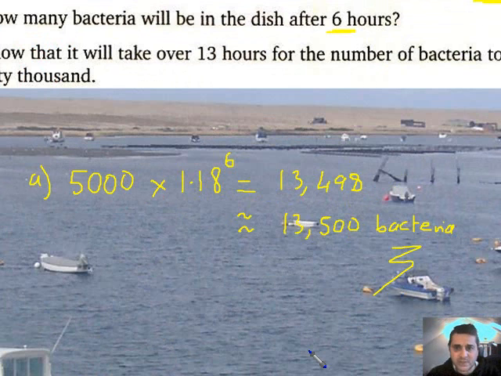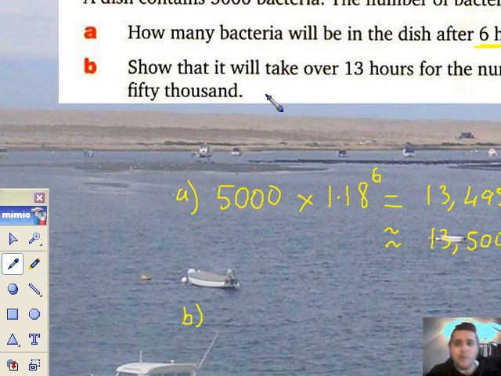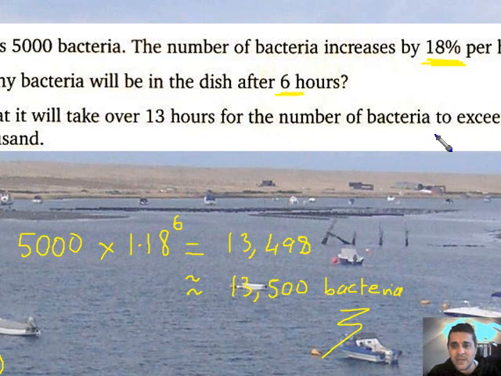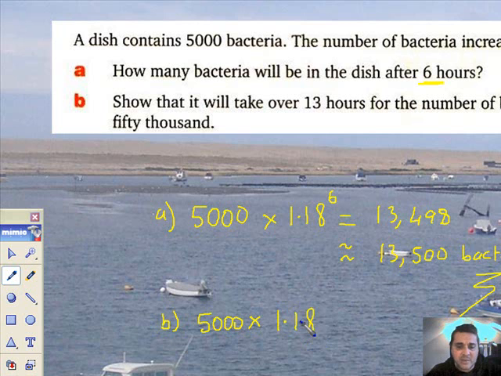So let me just move on to the next question, and part B then. Here we go. Show that it will take 13 hours for the number of bacteria to exceed 50,000. Now, okay, show that it's going to take 13 hours. I'm not going to do 13 calculations, in the same way I didn't do 6 separate calculations here, one for each hour. So I'm going to take my 5,000 original bacteria.